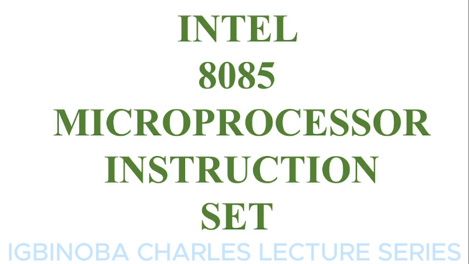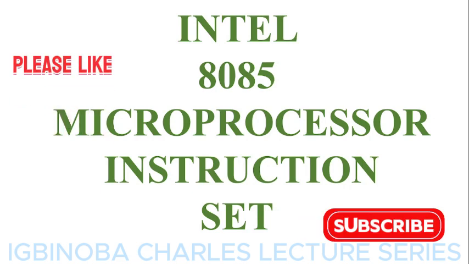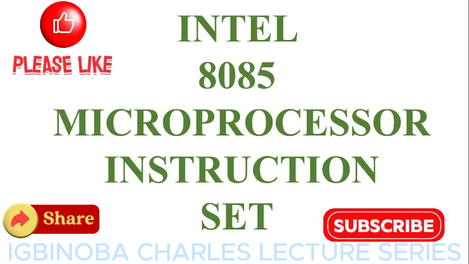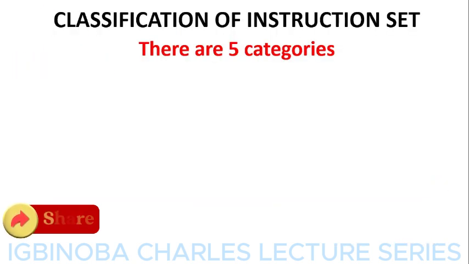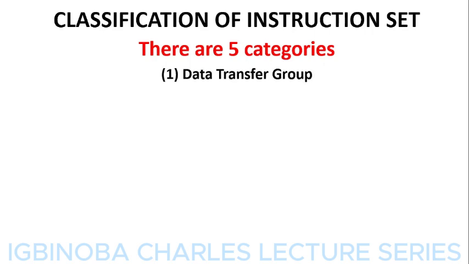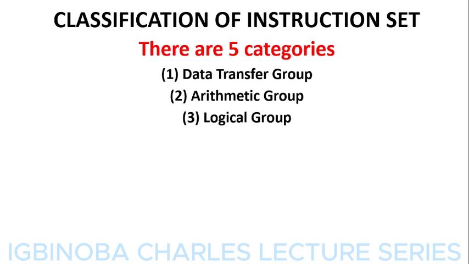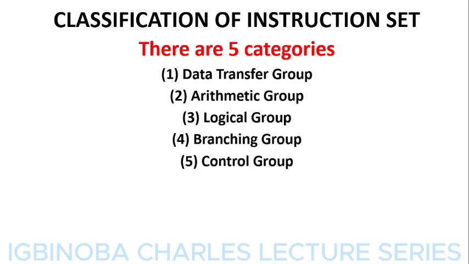Channel. Today we'll be looking at the Intel 8085 microprocessor instruction set. The Intel 8085 microprocessor instruction set is classified into 5 different categories. We have the data transfer group, the arithmetic group, the logical group, the branching group, and the control group.